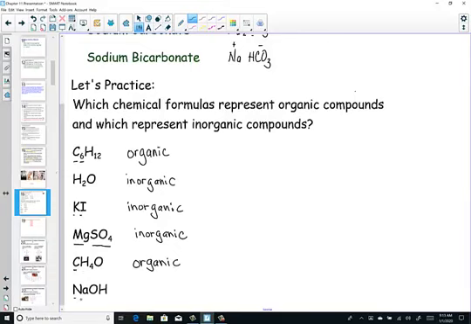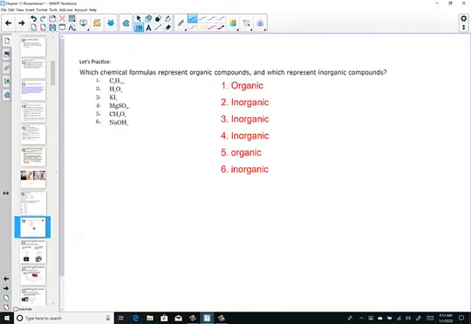And the last one I see is sodium hydroxide. Remember that polyatomic ion, hydroxide? That's a base. This is an inorganic compound. I see no carbon there at all. So a nice opportunity to just check what is considered organic versus inorganic. And here I've typed out, just for a double check, your answers against mine.